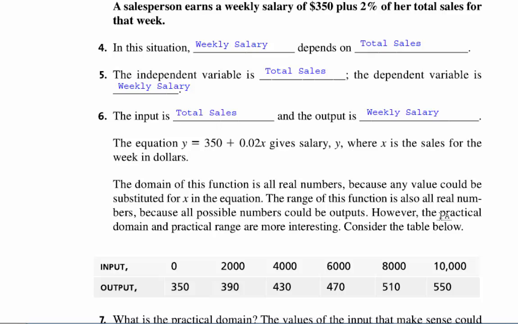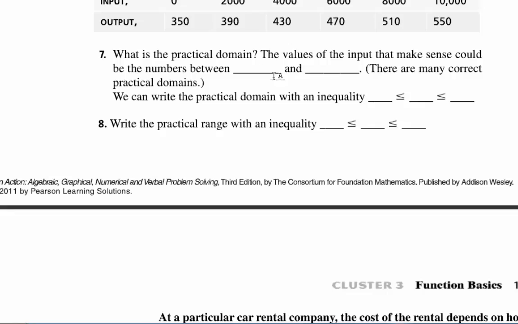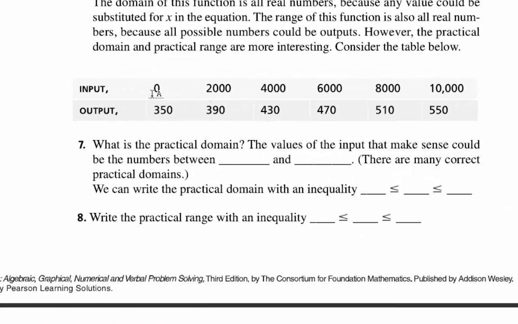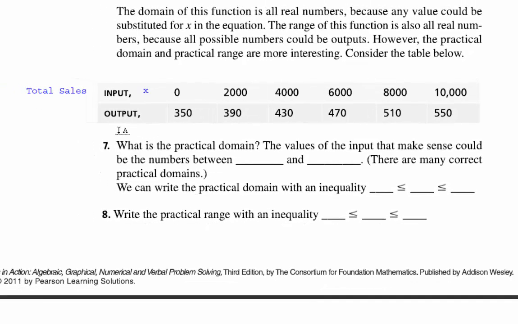However, we want to consider the practical domain in this case. So if we take a look at the table, right, the input goes from 0 to 10,000, right? So your input, remember, that was your total sales. So I'm just going to write that on the side. And the output was your weekly salary.